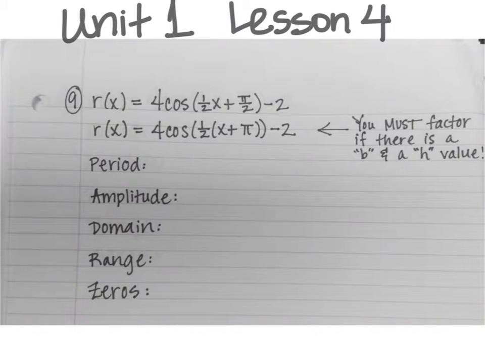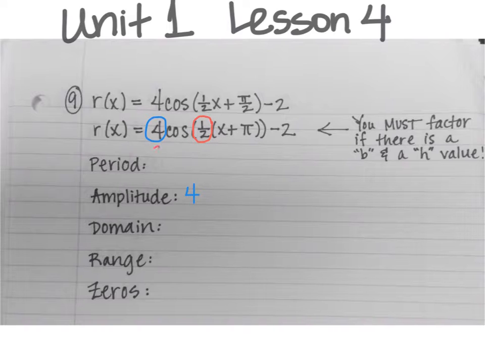So let's go ahead and talk about the different pieces we see on r of x. The first thing I'm going to notice is that there is a change in the amplitude. The value that's being multiplied by the trig function is 4, and so the amplitude of our graph will be 4. The next thing I'm going to look at as I move across here is that 1/2 and how it's going to impact the period.